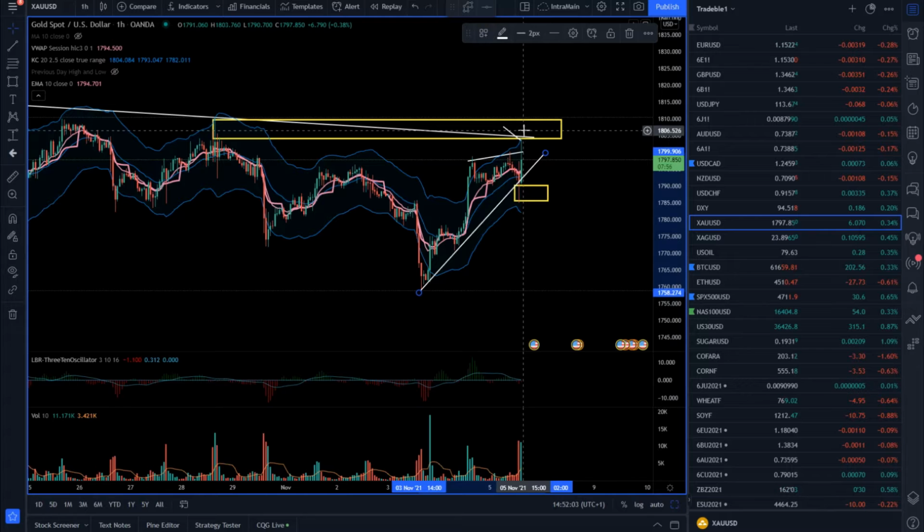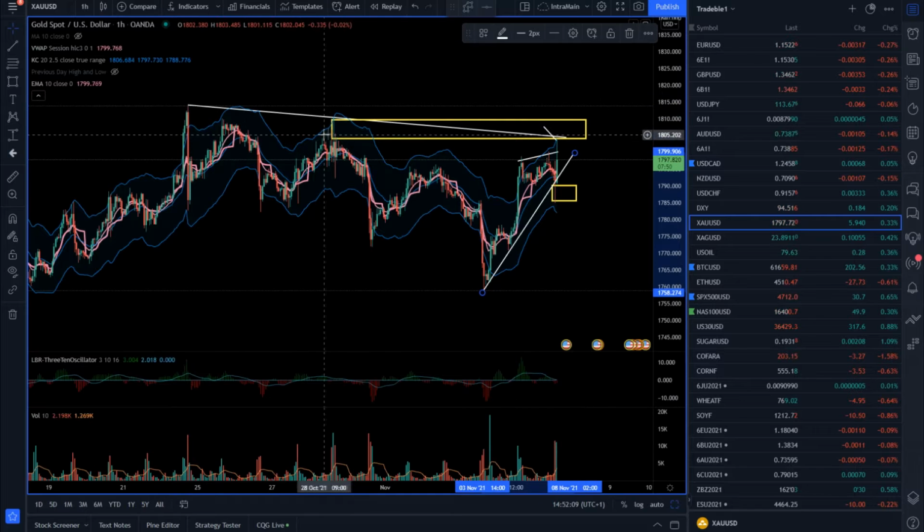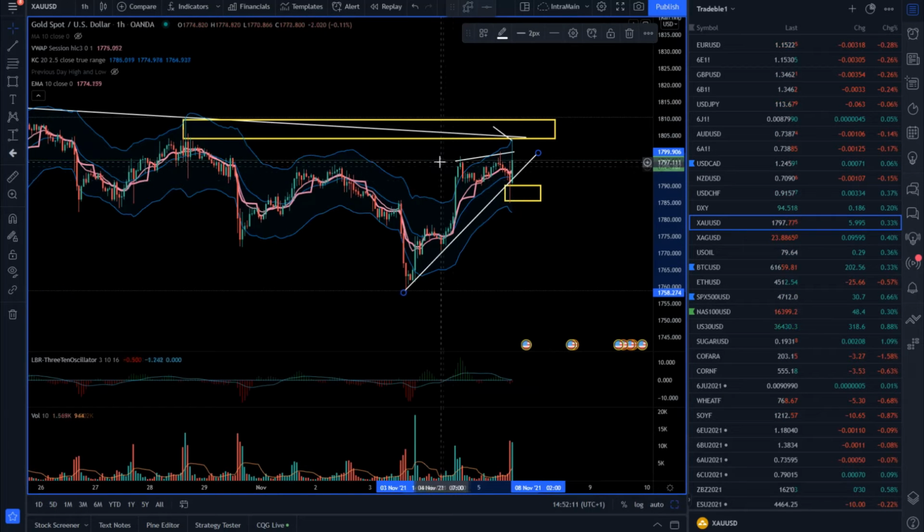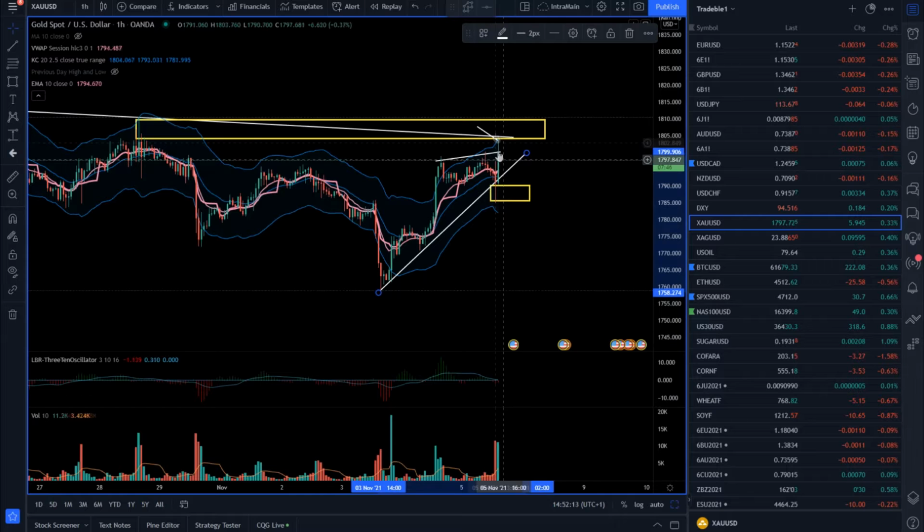So major resistance again is around 1805, 1810. This is a big supply zone from this trend line and from this supply area here. So pay attention to this level and eventually watch for selling opportunities around it.